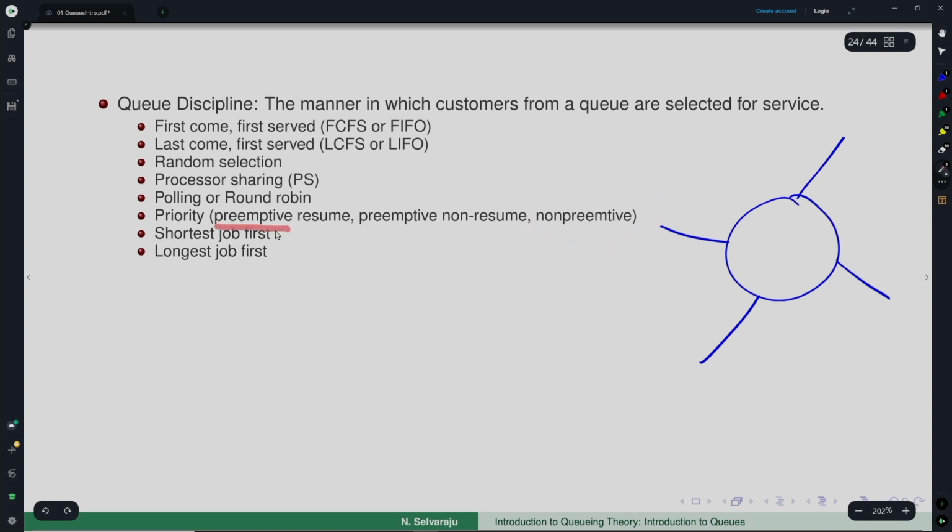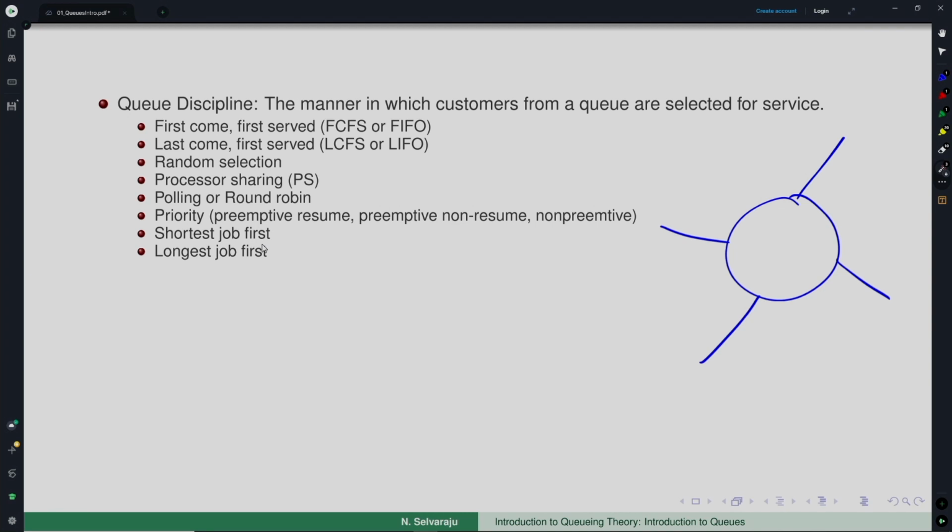Now, within preemptive, there could be preemptive resume and preemptive non-resume. What happens to the service that has already been done? If the service continues from that point onwards for the remaining service, then it is preemptive resume. Or if he has to be served all over again, that is preemptive non-resume, which means his service starts afresh. That is the situation that you will have. So, this is about priority and preemptiveness, and there could be many other things that you might observe, but the shortest job first. Okay.